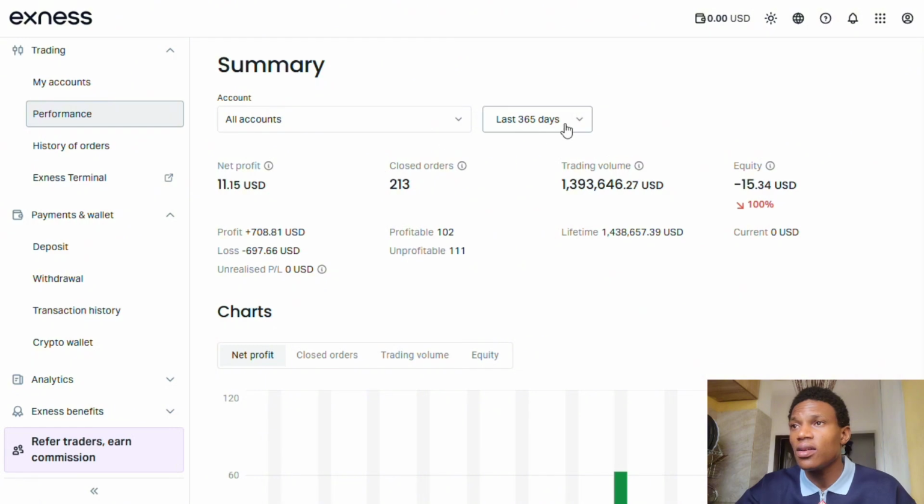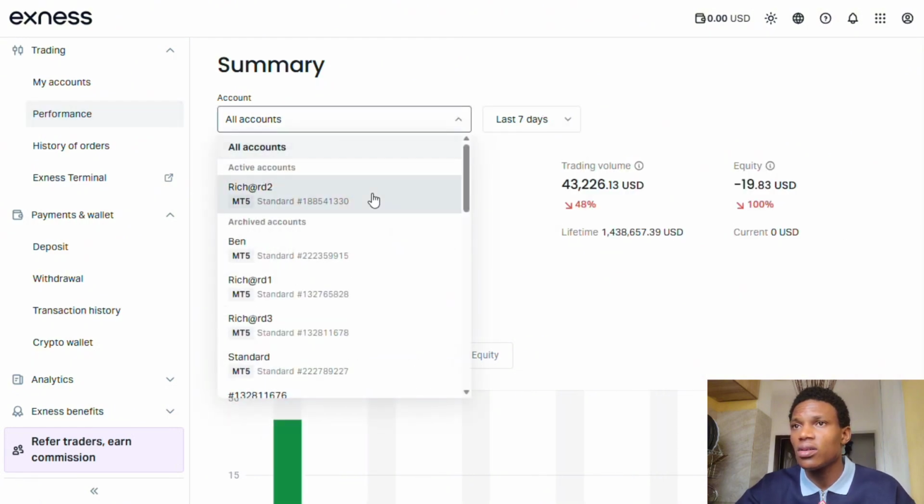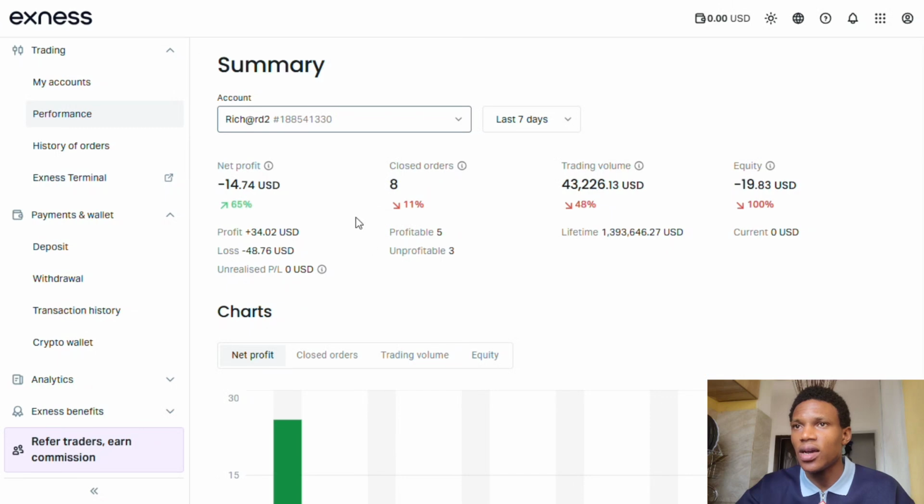This is my performance on this account. Let me move this particular account here, right here. You can see net profit minus $14. That's crazy. So that's for this week. This week is not yet done, so it's counted with the last upper week. That's why it is on 7 days. So let me just do it like this.